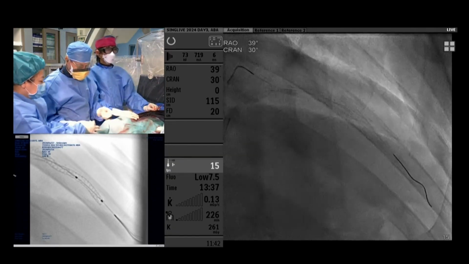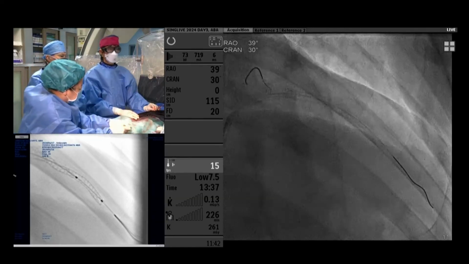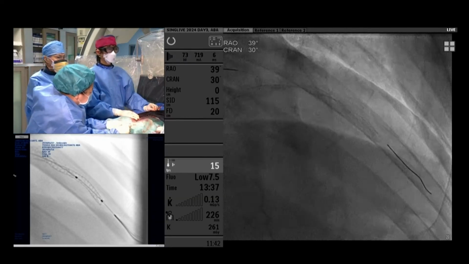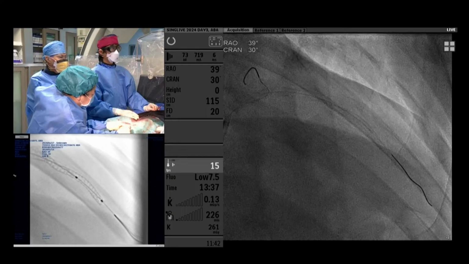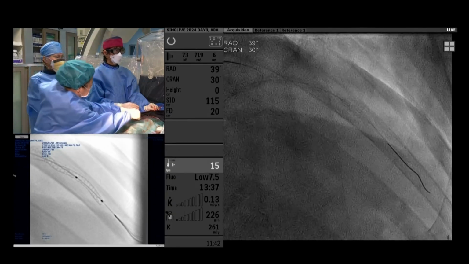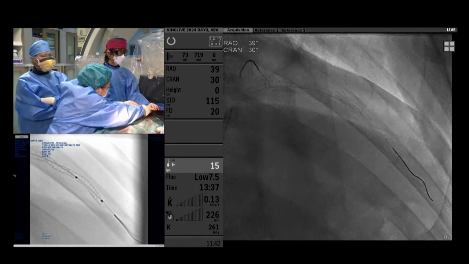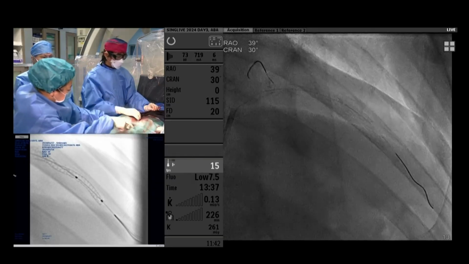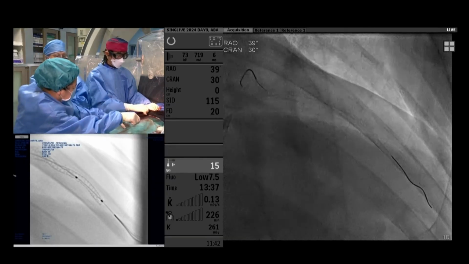For the circumflex wires, I'm a little bit less worried about trapping it because the distance under the stent is usually not so much. But in the case of the diagonal, we have a quite long length of the LAD stent by which it's trapped. So we thought it would be safer to remove that wire before we post-dilate.